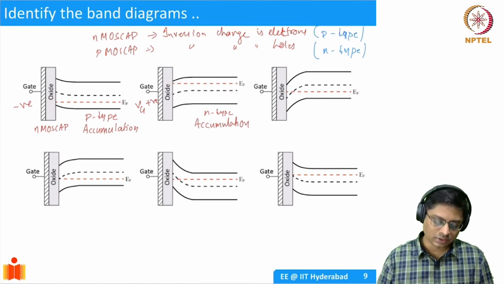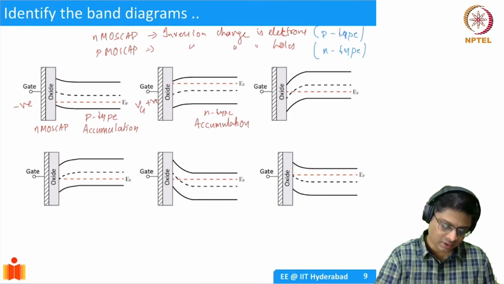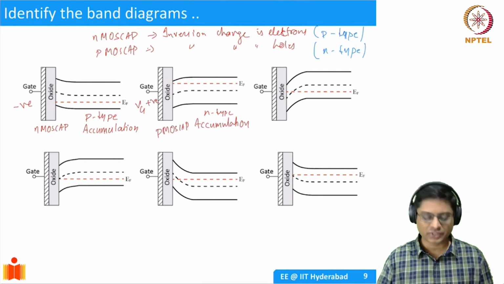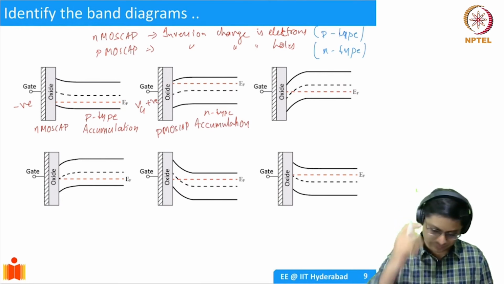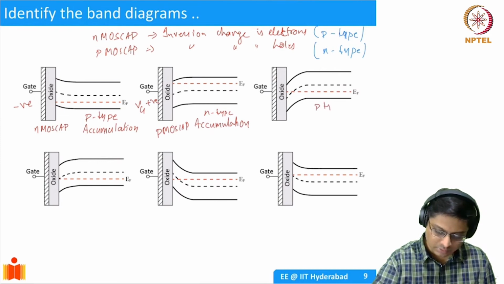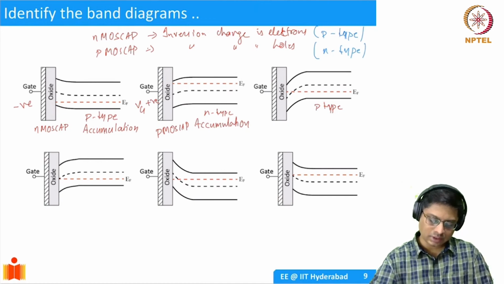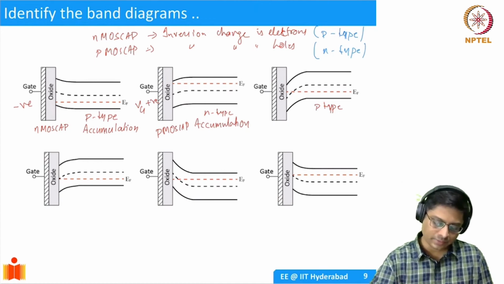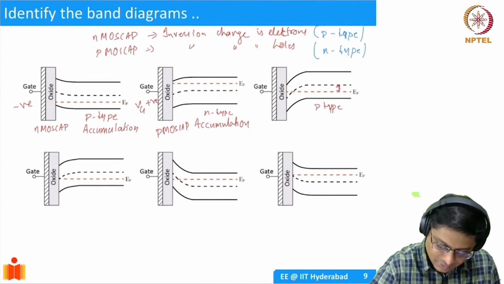So you have N-type, which of course means it's a PMOSCAP. PMOSCAP in accumulation. What about the third picture? Now we're back to P-type. And what is happening to the surface? This is not exact here, but let's say this is some distance, and you have a similar distance here.